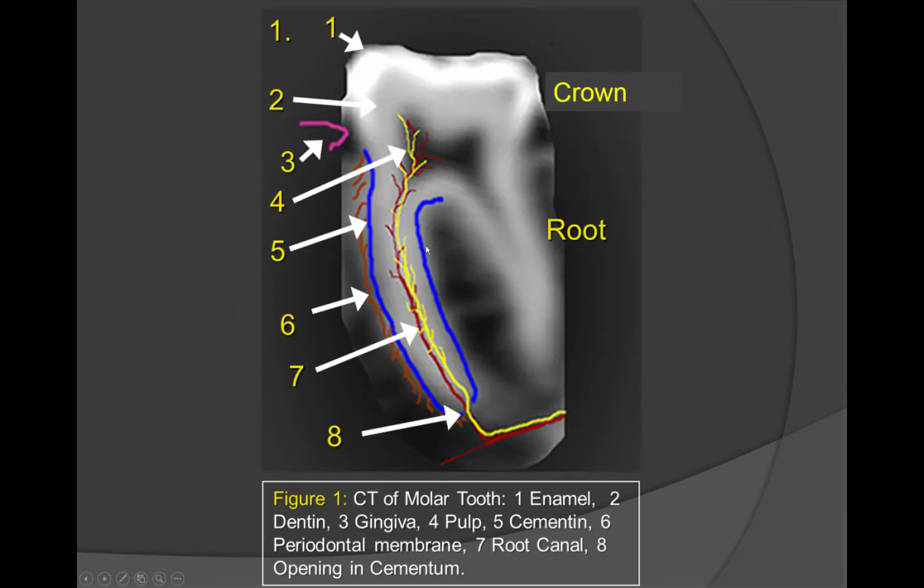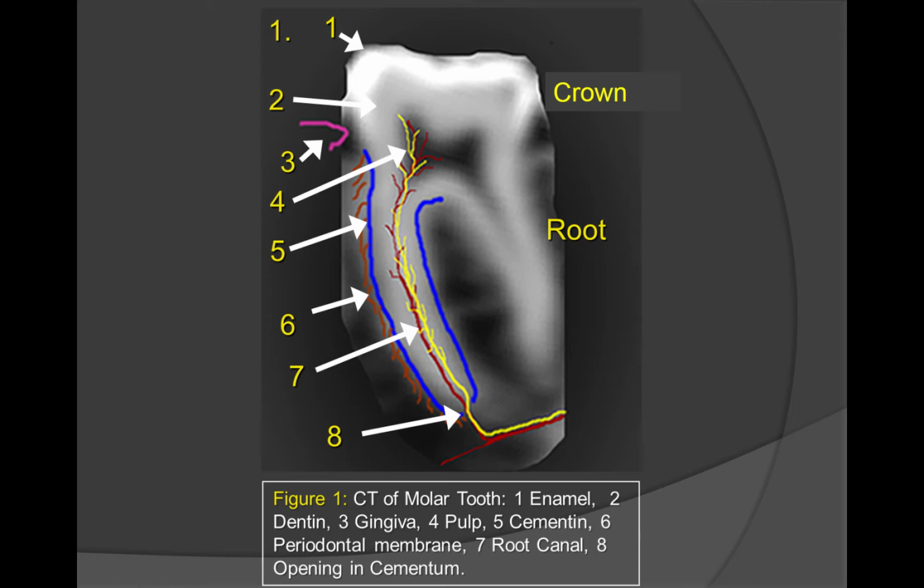Here we have a stylized diagram. The tooth is made up of the crown, a root, and a neck in between the crown and the root. The crown is above the gum line, this pink area, the gum line. The root is below the gum line, and the neck is in between.